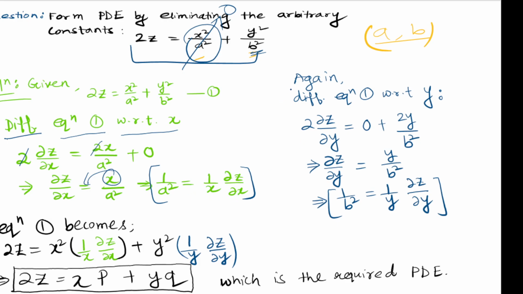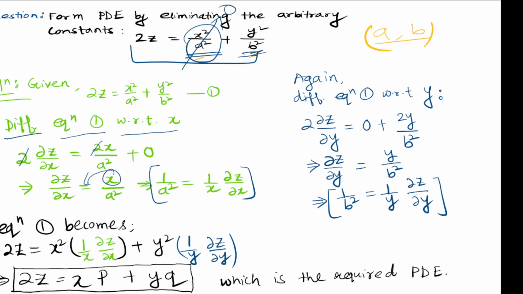Same, I have differentiated this equation with respect to y in order to get rid of this part, right? Then I will be able to find the value of b in order to put that again in this equation to get the partial differential equation, right? And in that equation, I have completely eliminated the arbitrary constants.